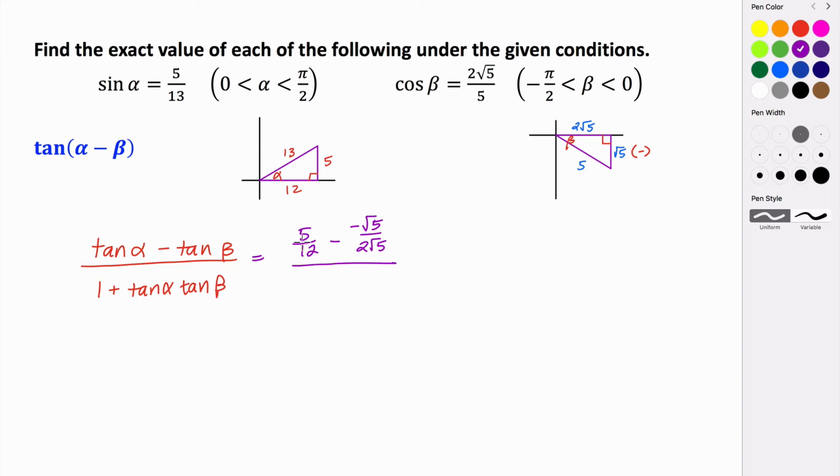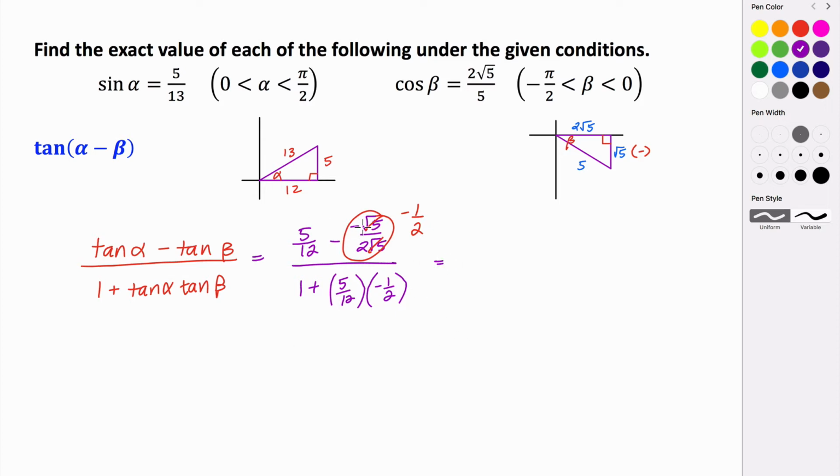All of this divided by 1 plus the product of these two. This actually simplifies to just be negative 1/2, right? Because the rad 5s are going to cancel. So we're going to get negative 1/2 in the numerator. So this whole thing is really just negative 1/2. So I can use that in my denominator here. So it's 1 plus 5 over 12 times negative 1/2.